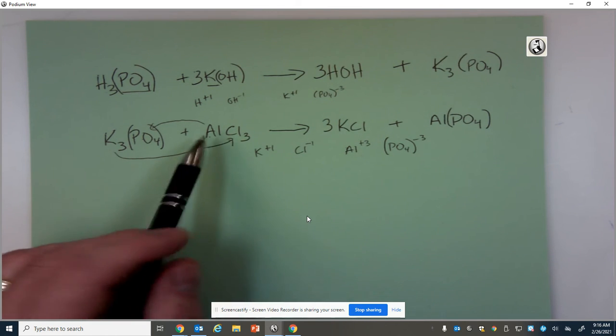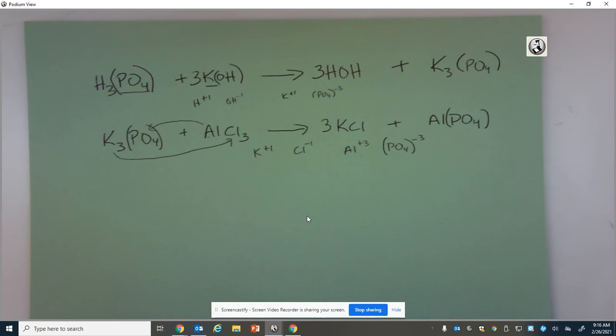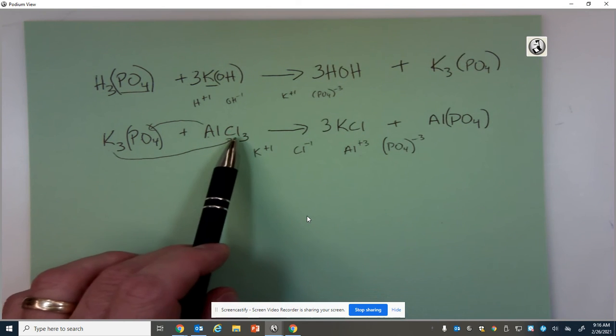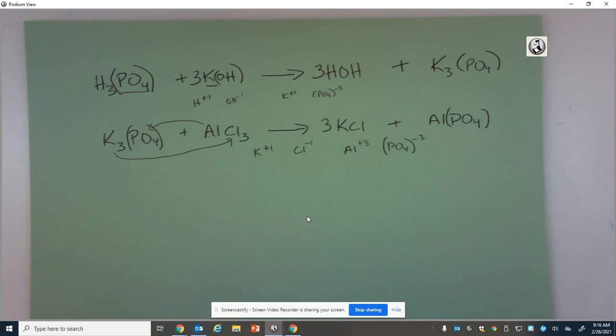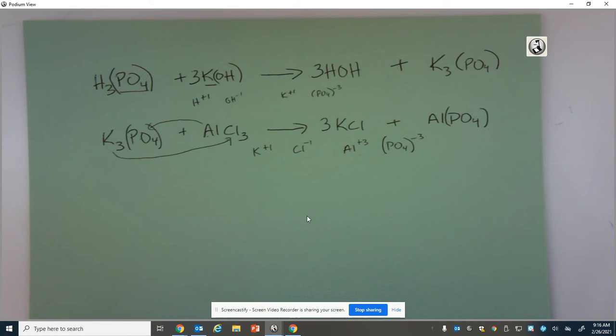All right, aluminums, you've got 1 and 1, we're good. Chlorines, we got 3 here, we got 3 here. And then oxygens, you got 4 and 4. So it's already balanced. That one was a fairly simple one to balance. All right, let's try the next one.